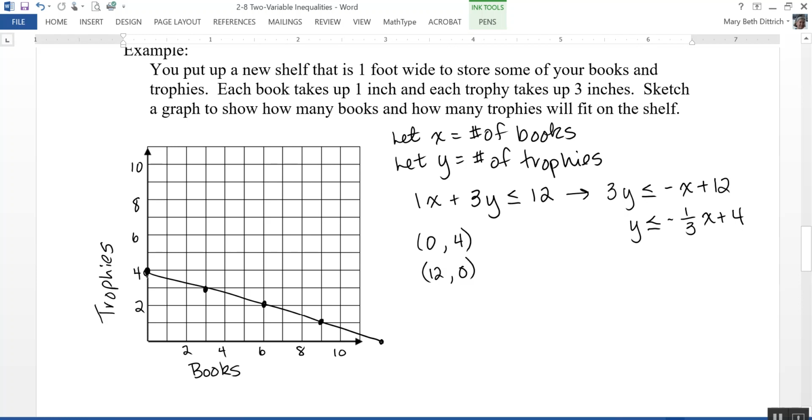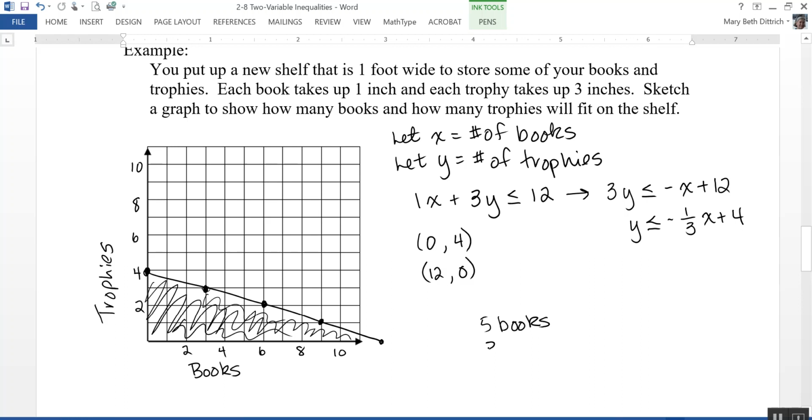Okay, so what is the area, since this is less than? It's anything that's in this region here will work on my shelf. Anything shaded or anything in this area here. Okay, so actually what that means is this point would mean I can have 0 books and 4 trophies. This point right here means that I can have 3 books and 3 trophies, or 6 books and 2 trophies.